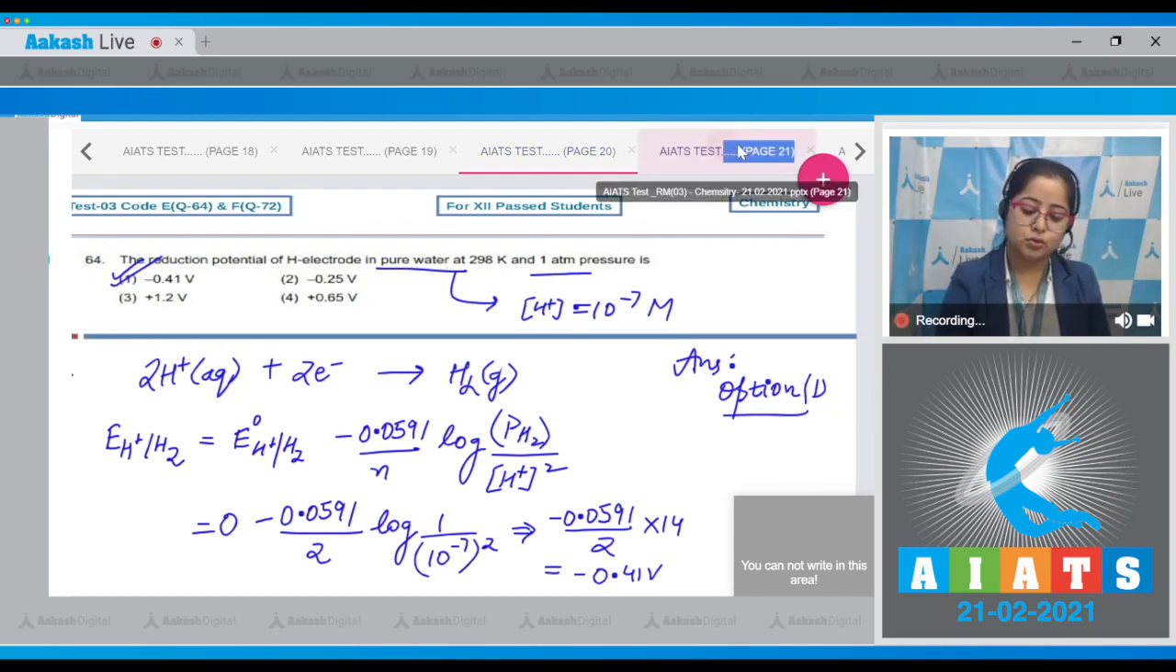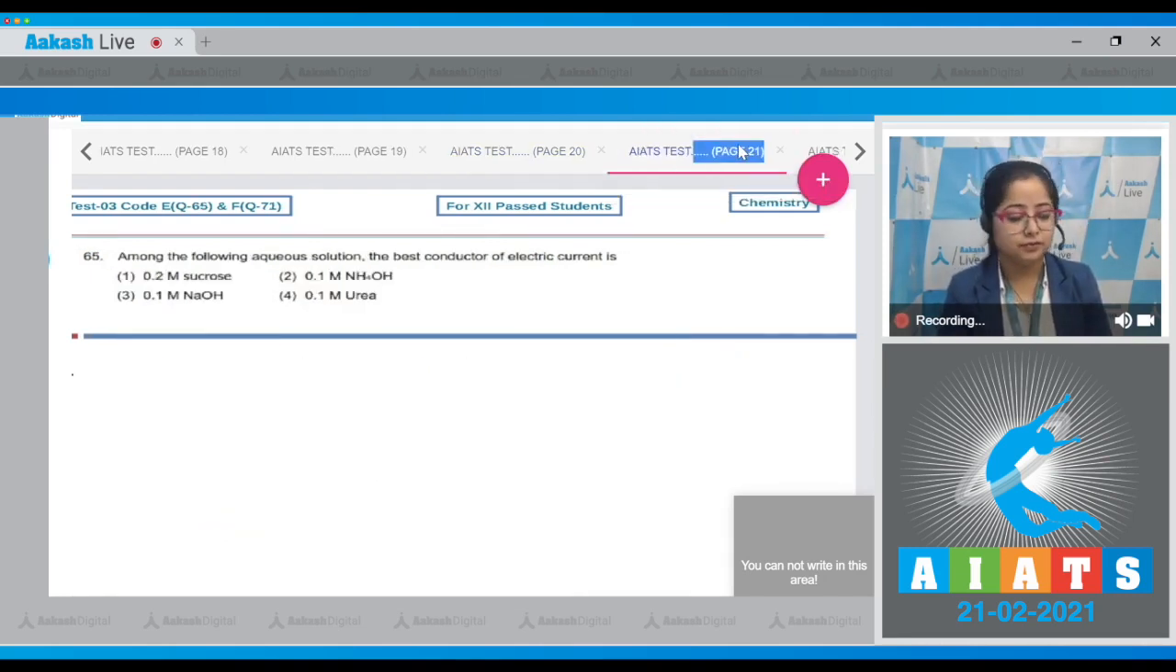Moving to the next question, students, which is question number 65. Among the following aqueous solutions, the best conductor of electric current is. Students, we need to know that the more the number of ions produced in the solution, the more is the conductivity of the solution. So here it is very clear that sucrose and urea both are non-electrolytes, therefore will not conduct electricity. On the other hand, ammonium hydroxide, that is NH4OH, is a weak electrolyte and NaOH is a strong electrolyte.